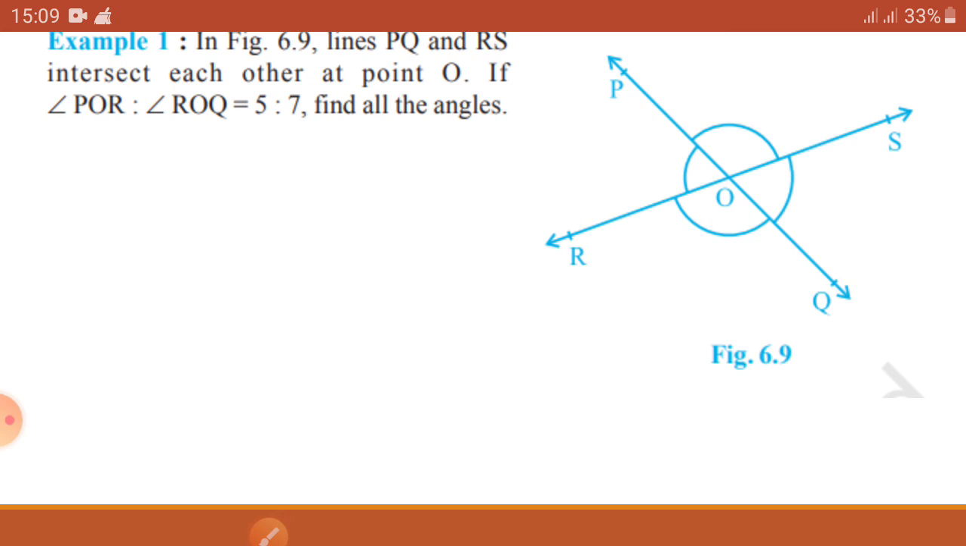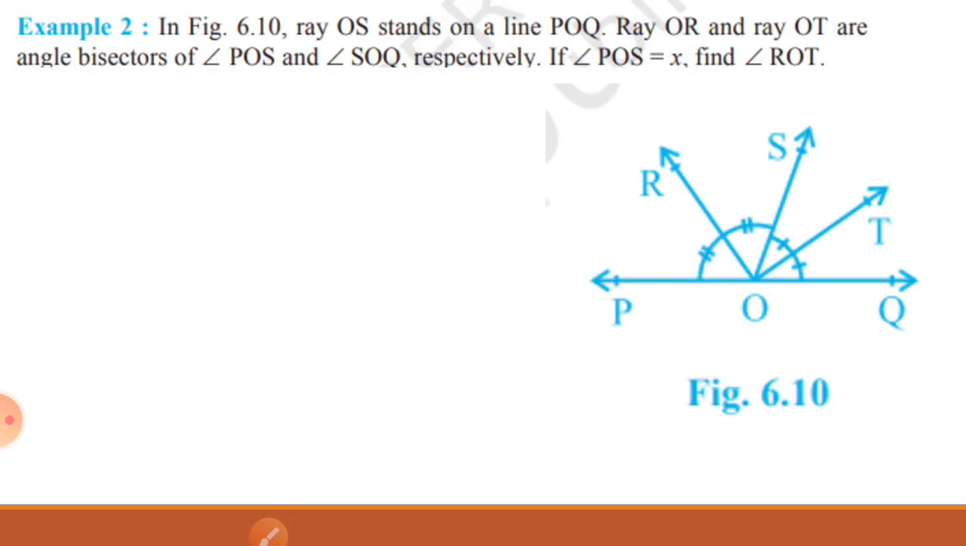Go to the next question. In this question we have been given figure 6.10. Ray OS stands on a line POQ. Ray OR and ray OT are angle bisectors of angle POS and angle SOQ respectively. That means ray OR is the bisector of POS and ray OT is the bisector of angle SOQ. If angle POS equals x, find angle ROT.